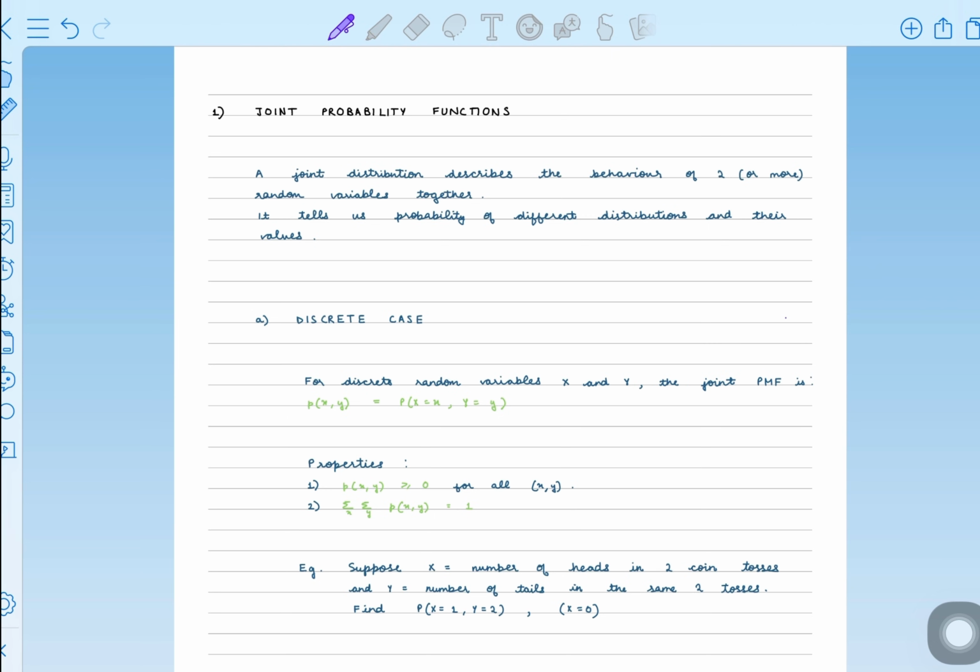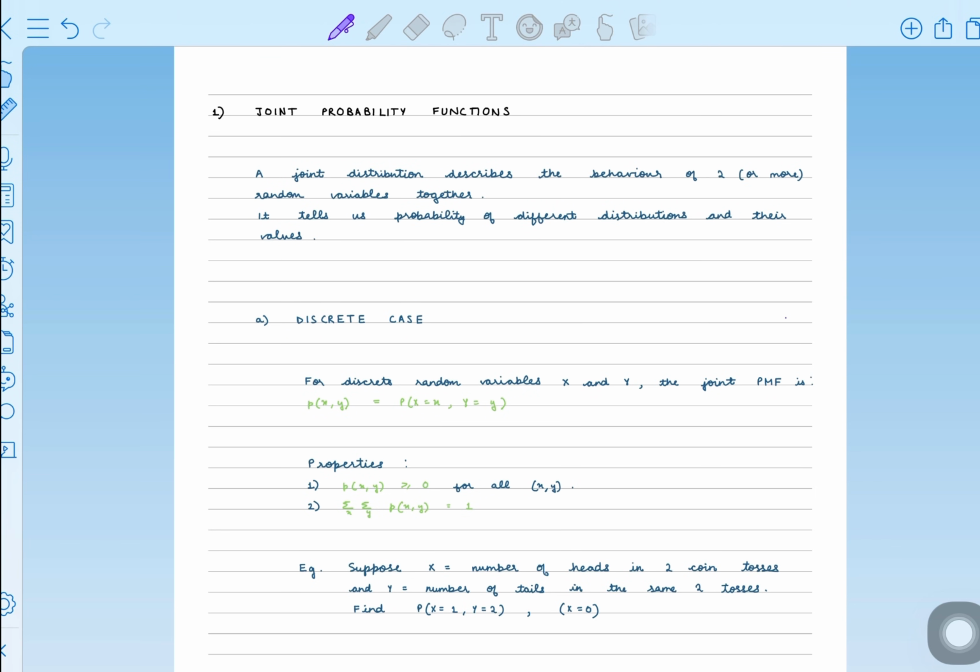For discrete random variables x and y, the joint probability function is given by p of x, y is equal to the probability that the random variable x is equal to small x and the random variable y is equal to small y. Let's look at two important properties of this.